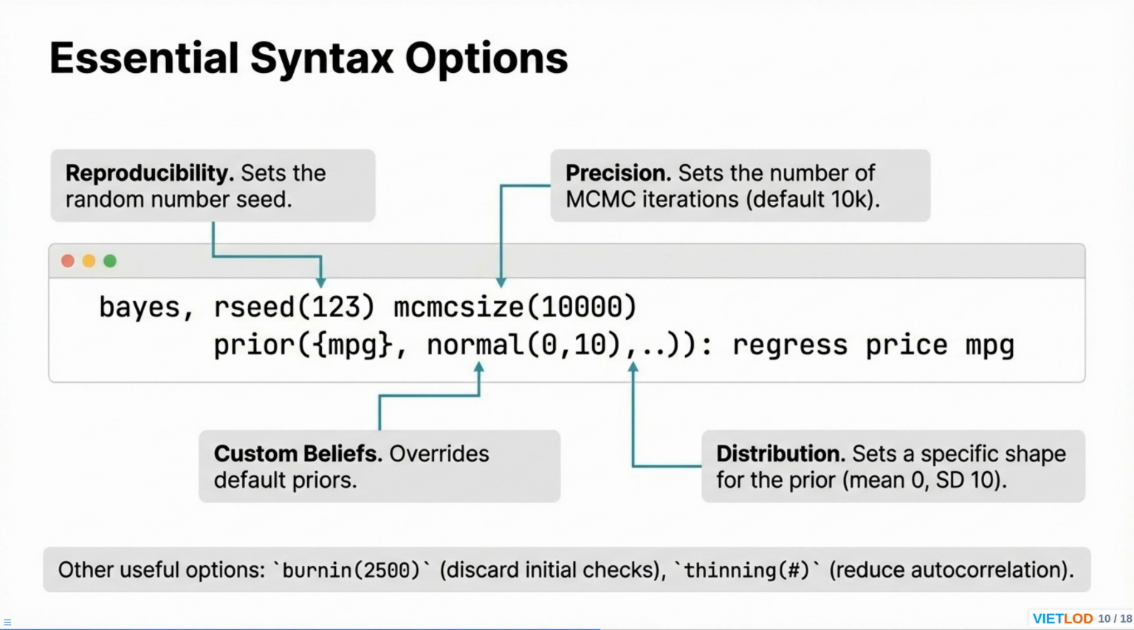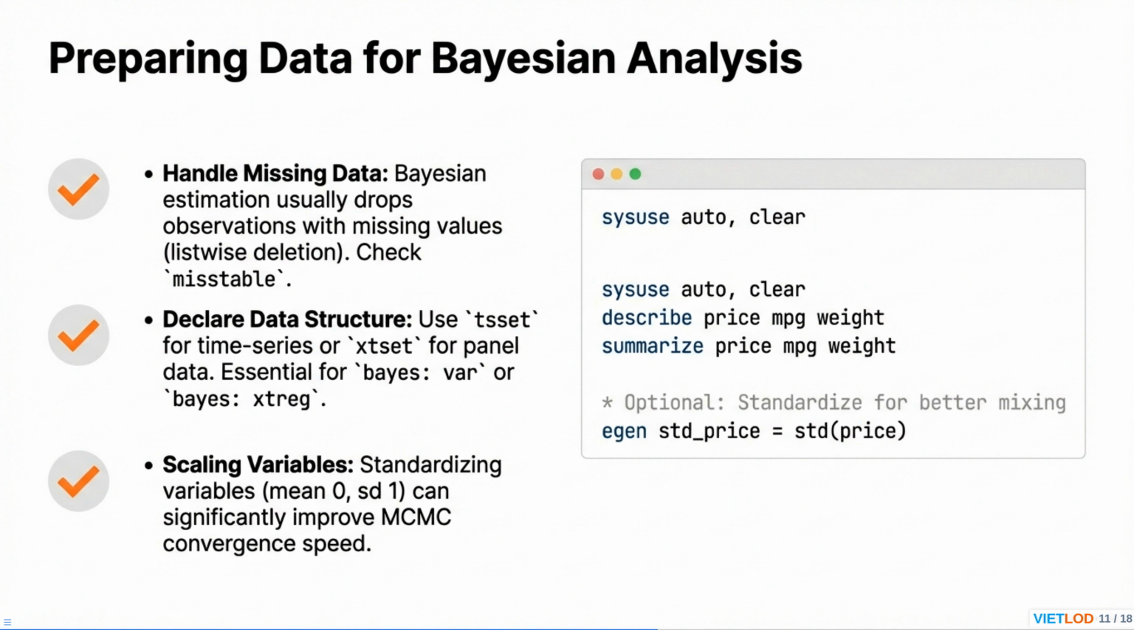Critically, to incorporate your domain-specific knowledge or findings from previous studies, you use the prior option. Here, you define the custom belief about your parameters by specifying the shape of the prior distribution, such as a normal distribution with a particular mean and standard deviation. Additionally, options like burn-in help discard initial samples where the MCMC chain might still be stabilizing, and thinning can reduce autocorrelation in your samples, leading to more independent draws from the posterior distribution. Together, these options provide the flexibility to tailor your Bayesian models effectively.